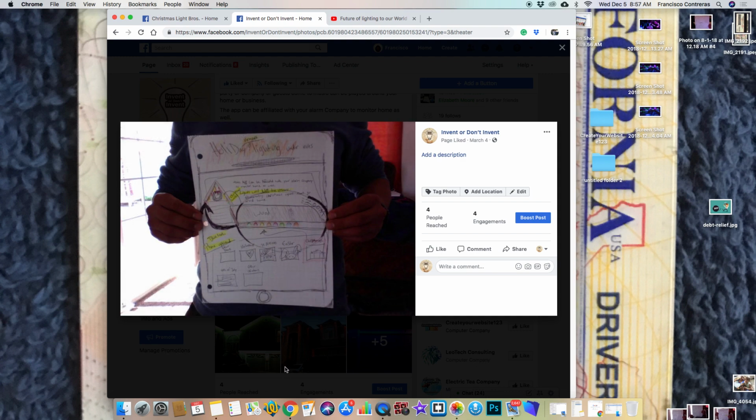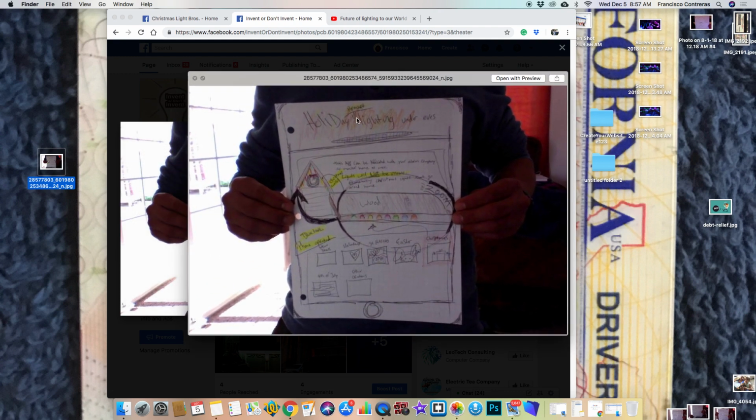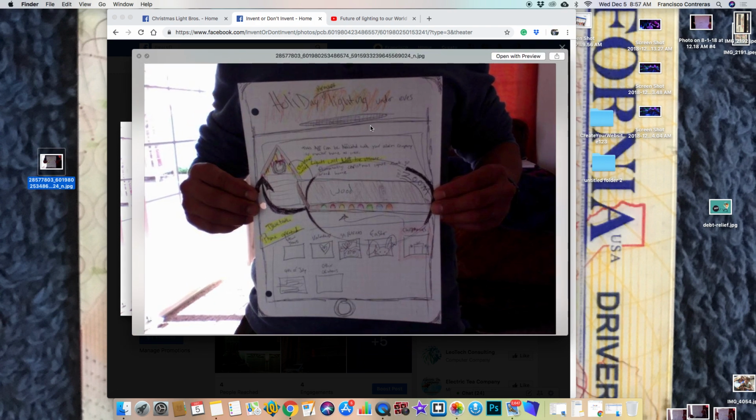Basically here, there's holiday, I can't really read what that says. Let me see if I could drag this image out and blow it up. So it says holiday something, something. I don't know what it says, but it says holiday something lighting under eaves. And there's a bunch of other writing I can't even look into.